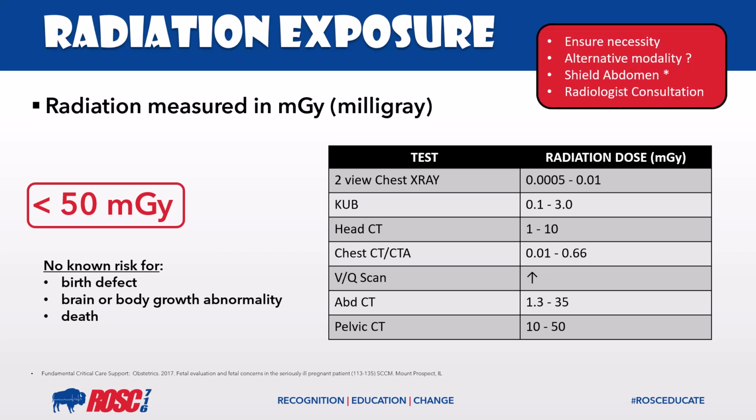We always want to ensure necessity, the need for the scan, the need for the x-ray. We always want to look at alternative modality. So in the setting of a CAT scan abdomen pelvis, instead we might want to use ultrasound or even MRIs. Every little bit helps. We can shield the abdomen, but don't delude yourself. The fetus is still receiving some degree of radiation. And lastly, always consult with the radiologist.